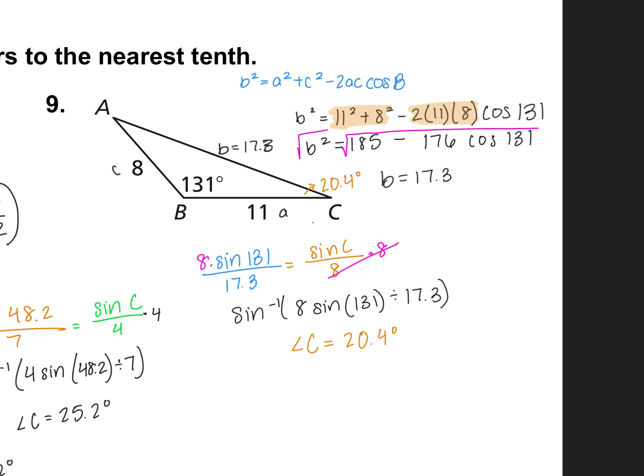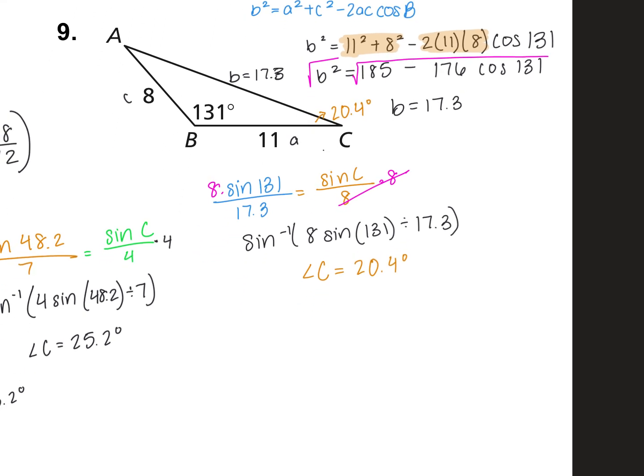That is my degrees. And now to solve for the last one, angle A. Angle A, all you have to do is plug in the 20.4 plus 131. 20.4 plus 131 equals 151.4. And then take that and subtract by 180. Let me go ahead and do that. Minus 180. If you subtract it correctly, so I did 180 minus 151.4.